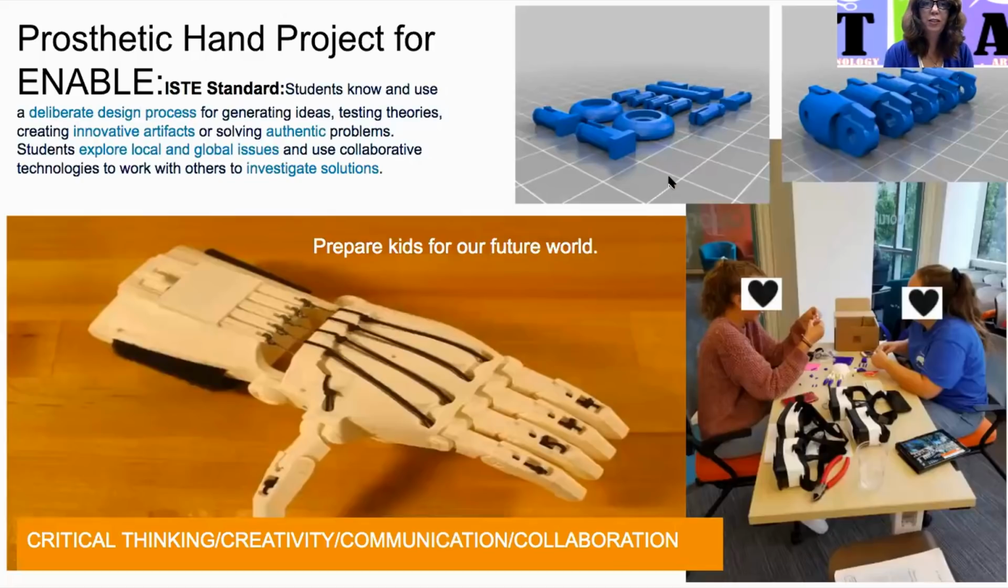Okay, this project is called the Prosthetic Hand Project for Enable. And Enable is a fabulous group of volunteers across the globe, if you're not familiar with them, who are working to get prosthetics into the hands of as many people in developing countries as they can. The students needed to know how to go through the design process. They needed to test out their theories. They needed to work with the different parts that were 3D printed, do some adaptations, learn about thermoforming. It was an amazing experience that allowed our students to do something not only locally, but globally.